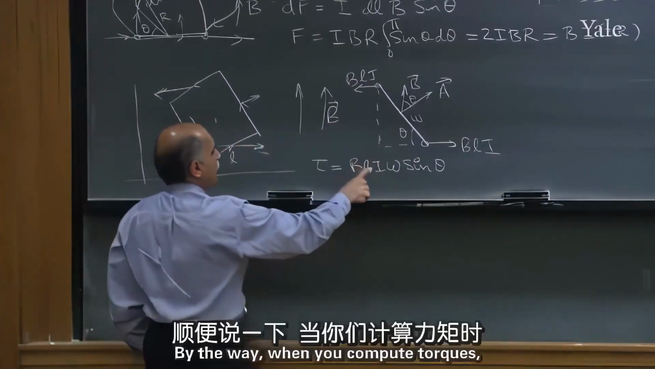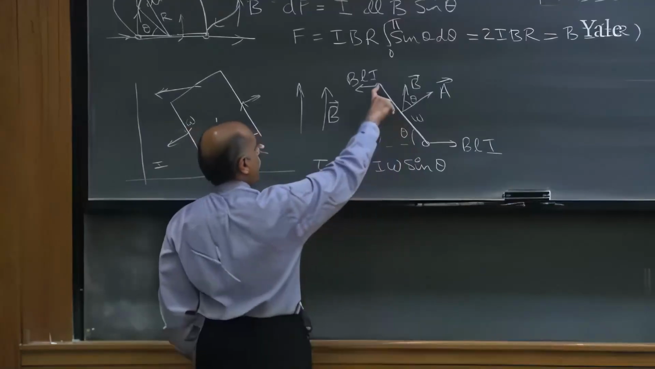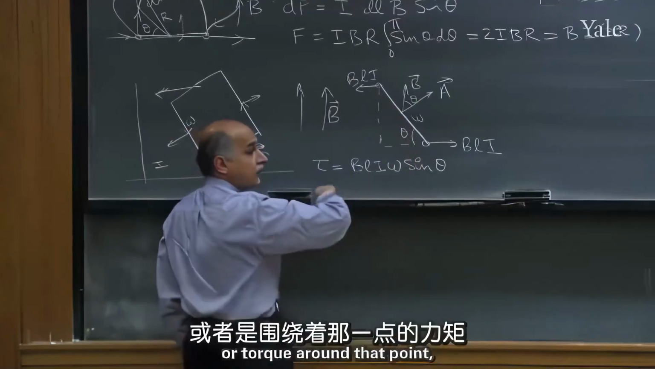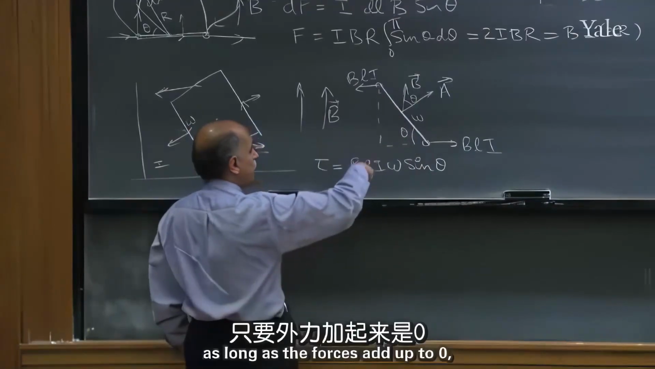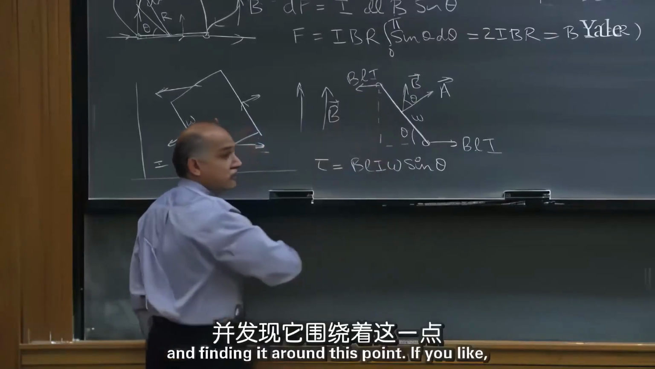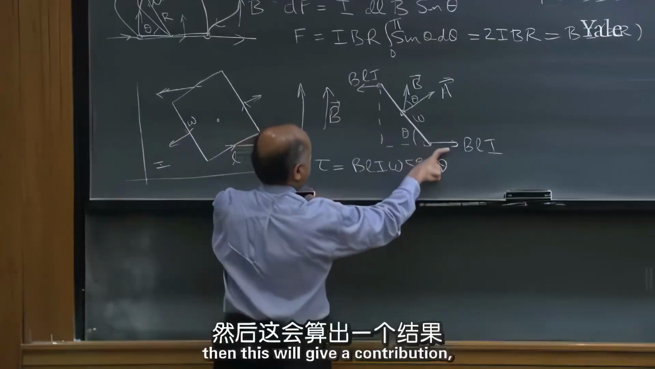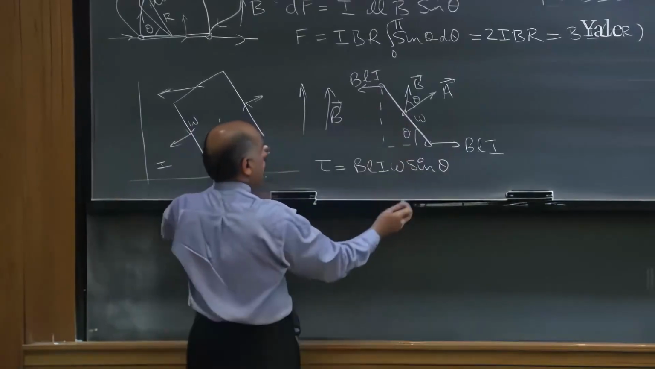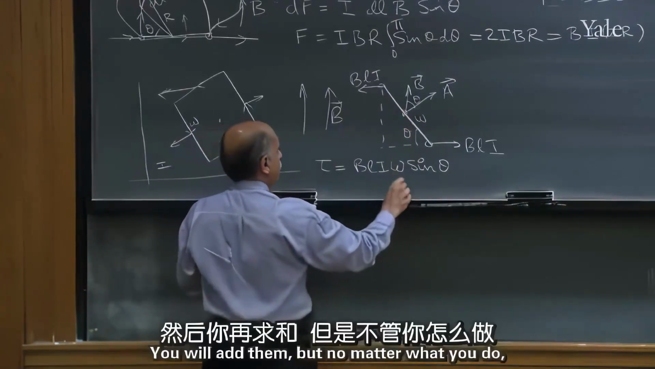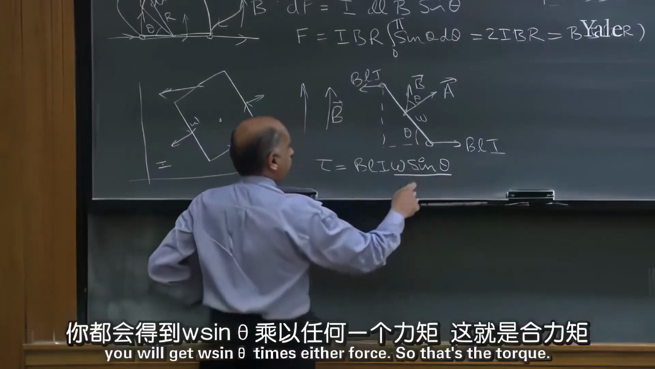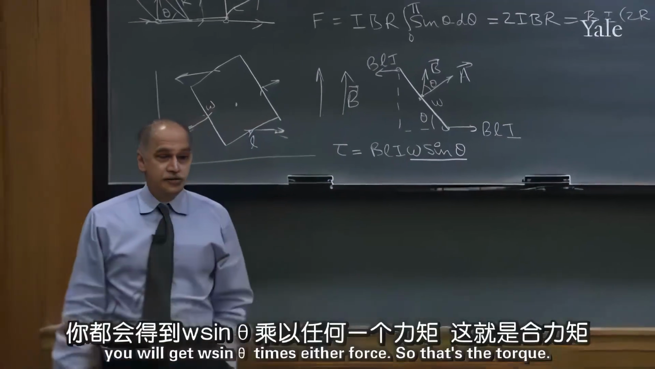By the way, when you compute torques, you can find the torque around this point or torque around that point. It doesn't matter around which point, as long as the forces add up to 0. I'm finding it around this point. If you like, you can find the torque around the midpoint. Then this will give a contribution, that will give an equal contribution. You will add them, but no matter what you do, you will get W sine theta times either force.